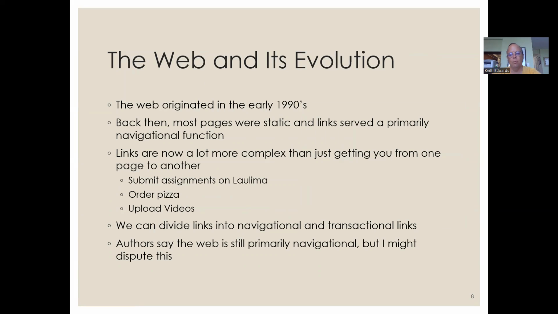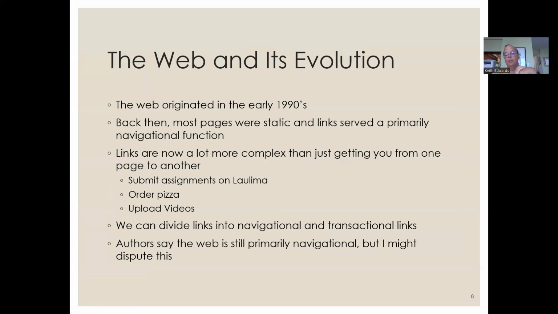So the web originated in the early 1990s, and back then most of the pages were static, and links had primarily a navigational function to take you to a different web page. They're now a lot more complex than getting you from one page to another. For example, you may submit your assignments on LaLima. You can order pizza using links. You can upload videos and do a variety of other amazing transactions, rather than just being taken from one web page to another for the consumption of information.